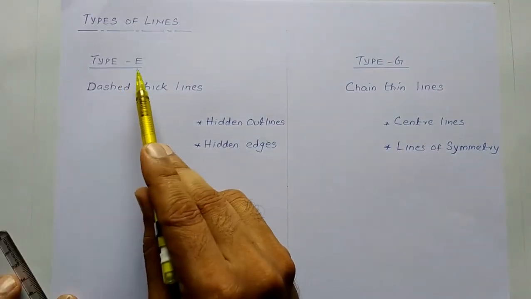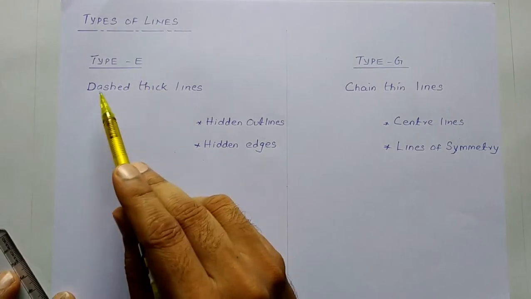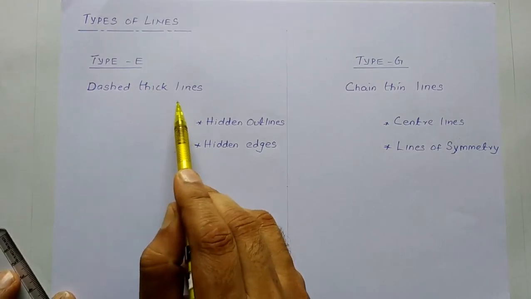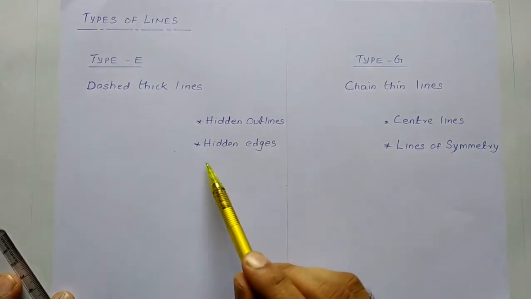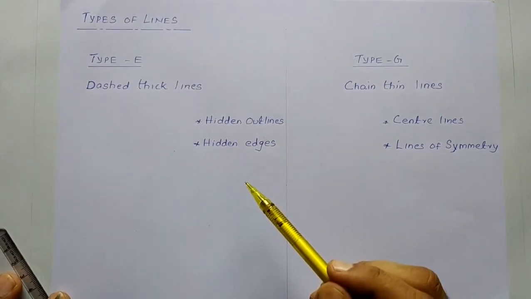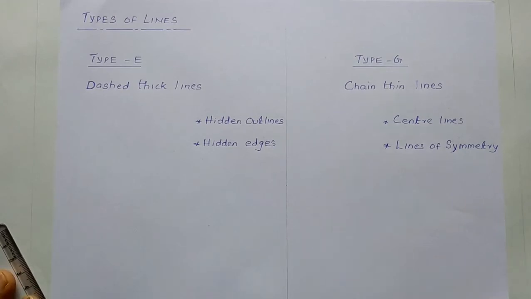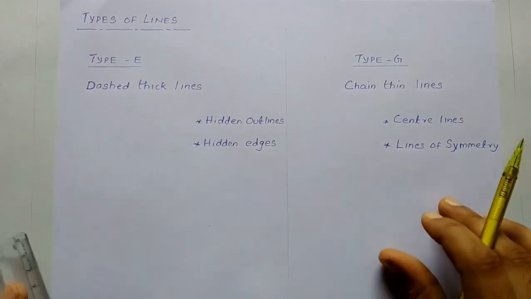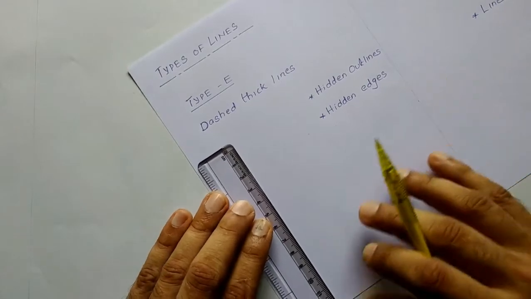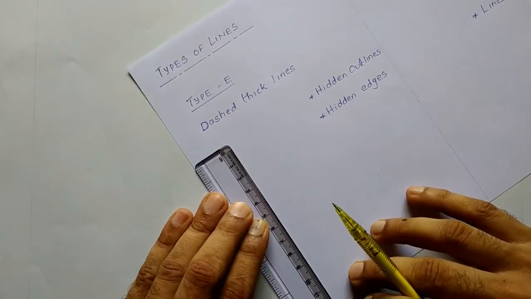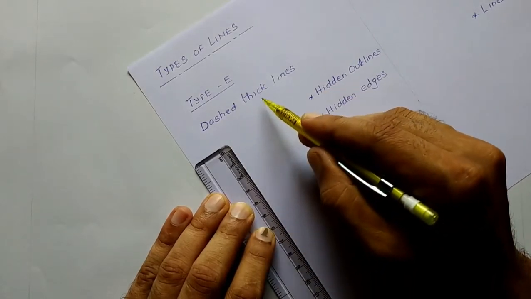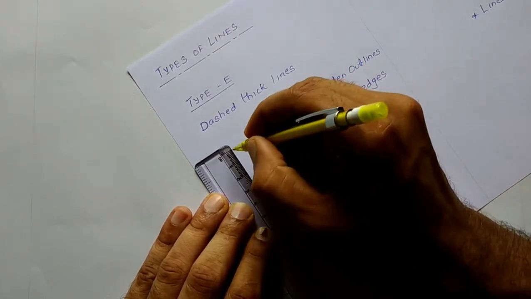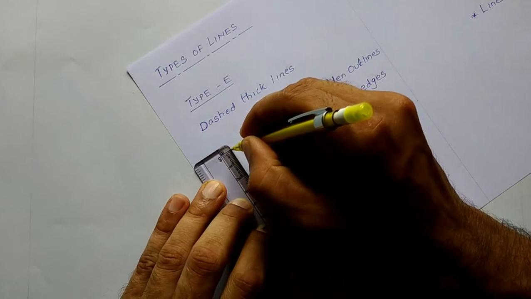Type E lines are known as dashed thick lines. Dashed thick lines are mainly used for drawing hidden outlines and hidden edges. First we shall see how to draw this dashed thick line. We shall draw a dashed thick line of 10 mm length.